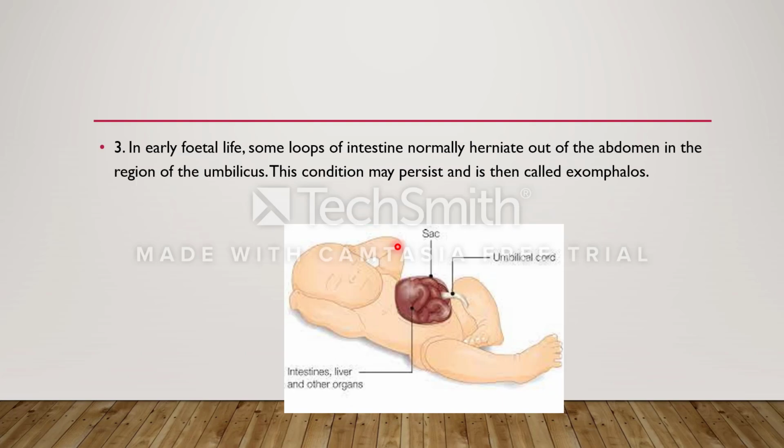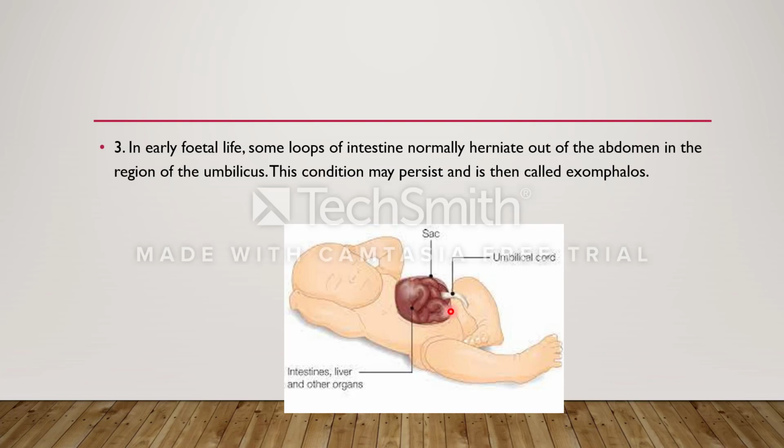In early fetal life, some loops of intestine normally herniate out of the abdomen in the region of the umbilicus. This is named physiological herniation. It occurs at the 6th week, but this hernia will normally go back inside, or be retracted, at the 10th week of the fetus.